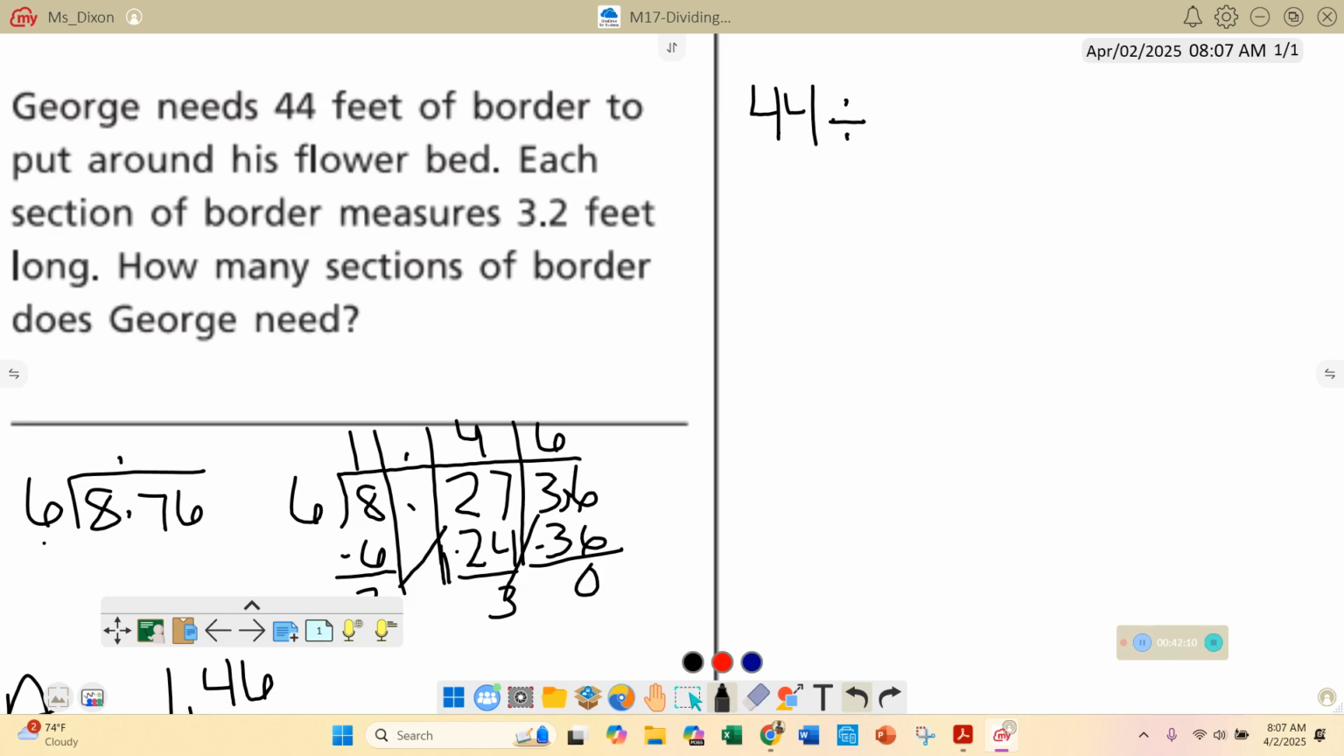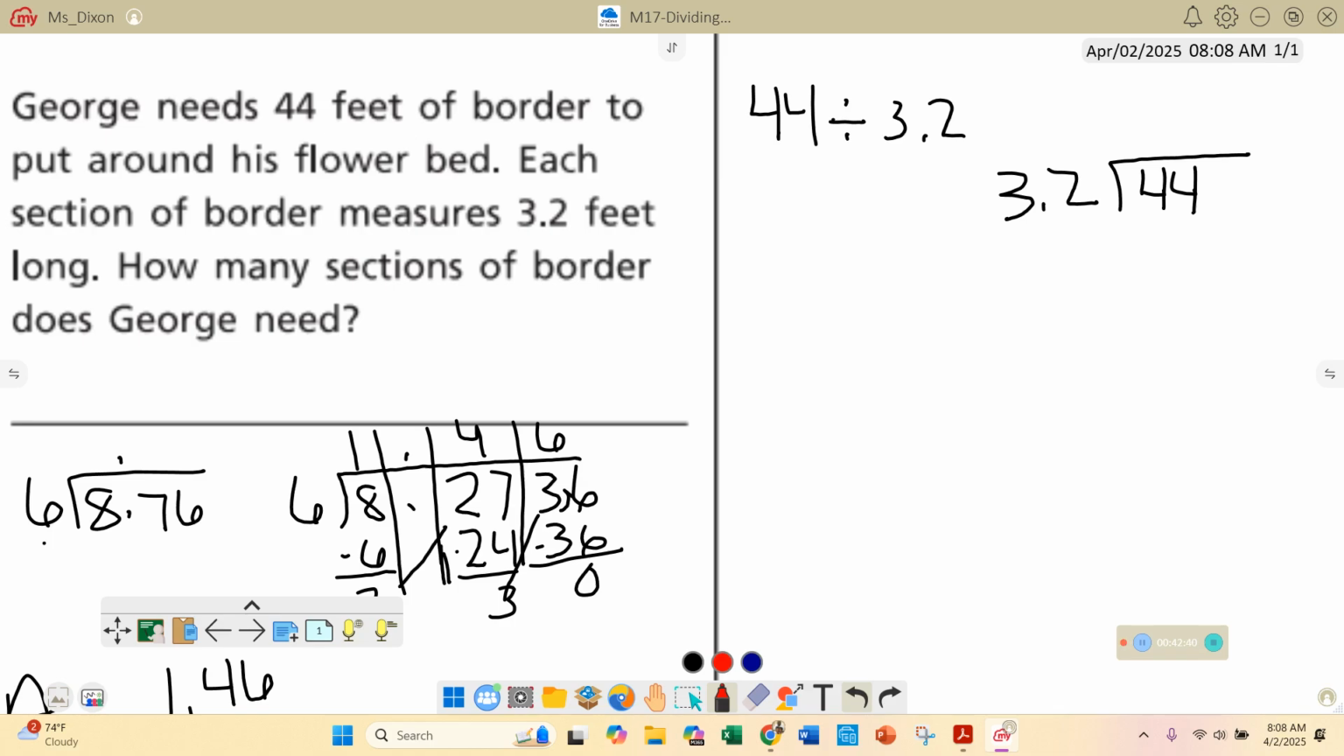Dividing that into 3 and 2/10 sections. All right, let's reset up our problem so that we can solve. The divisor is 3 and 2/10, divided into 44.